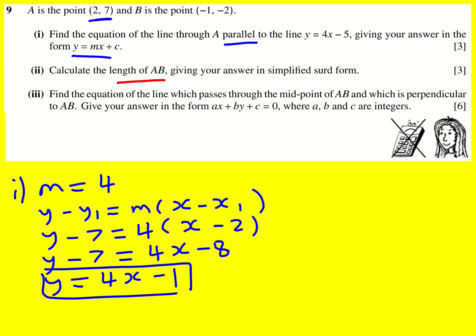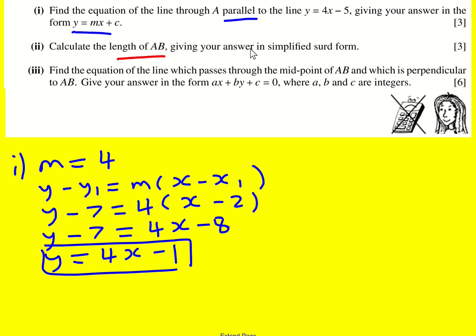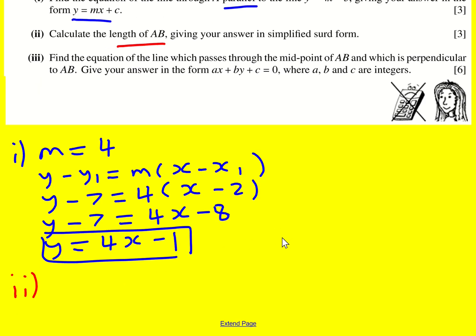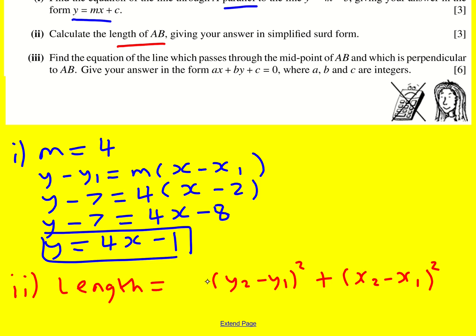Calculate the length of AB, giving your answer in simplified surd form. There's two ways you can do this. You can either use the following formula. The length is equal to: you find the difference between the y values, and then you square it, and then the difference in the x values, and you square it. You're essentially using Pythagoras' theorem.